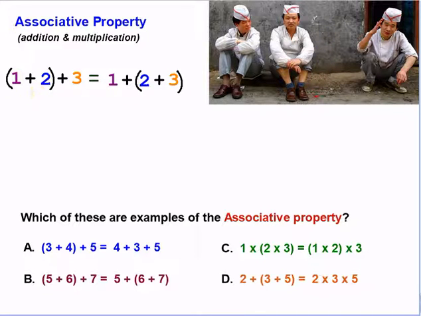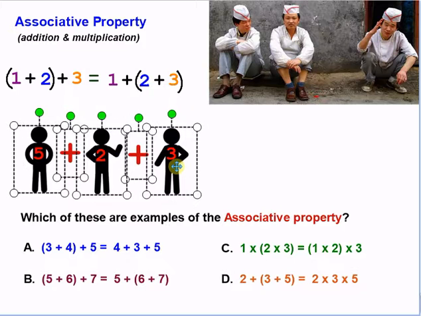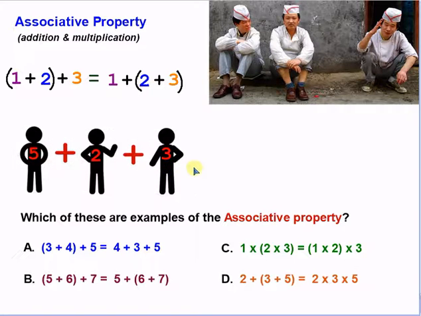So let's use an example with people. Okay, we have these numbers being represented by people. If we add these numbers together, what do we get? 5 plus 2 is 7, plus 3 is equal to 10. So we'll wind up with 10 if we add these together.